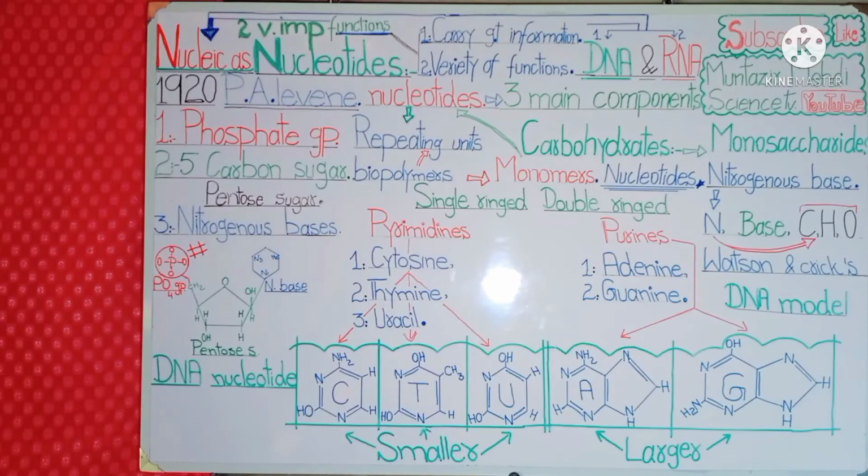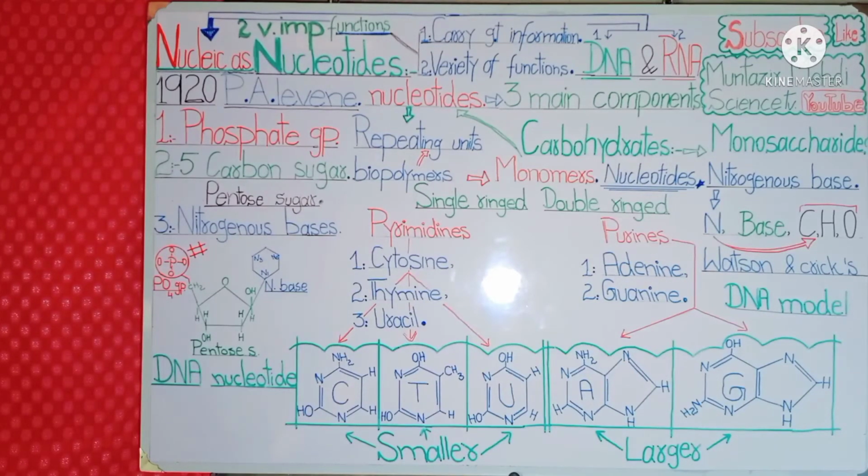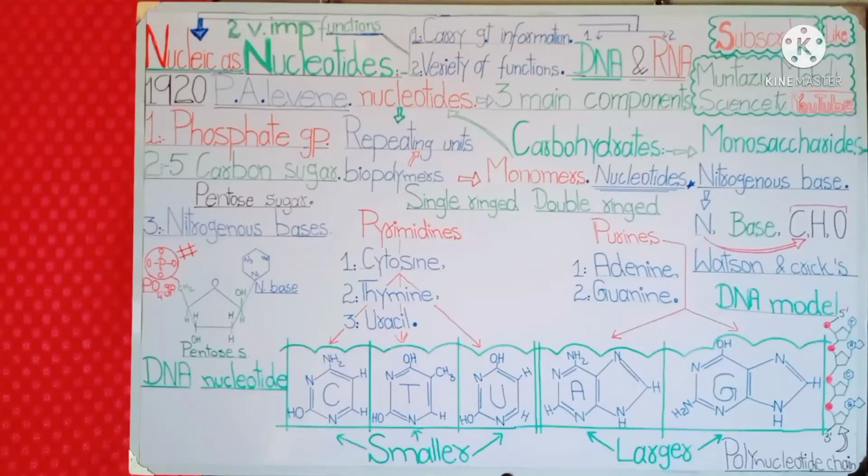Next we will look at how these individual structures are bound to each other to form a single nucleotide, and then we will look at how many nucleotides bind to each other to form a chain of nucleotides, called a polynucleotide chain, which can be either a DNA or RNA chain.